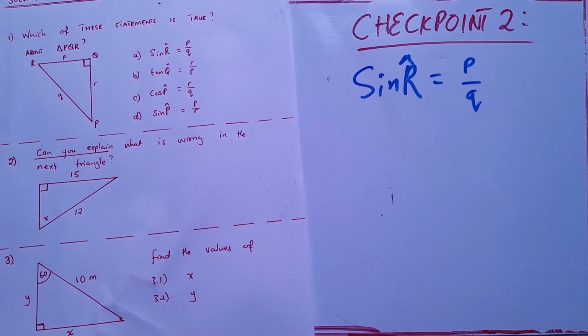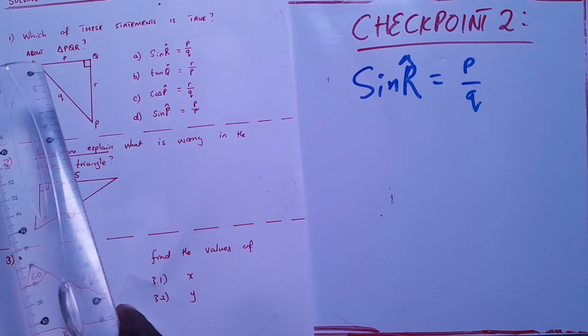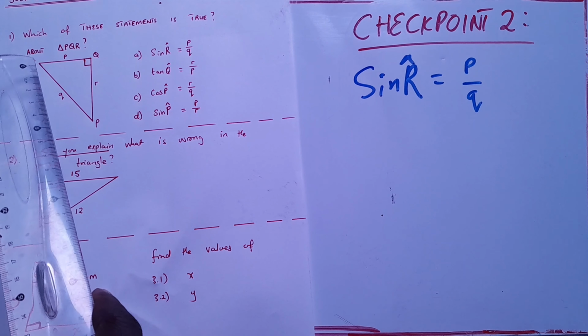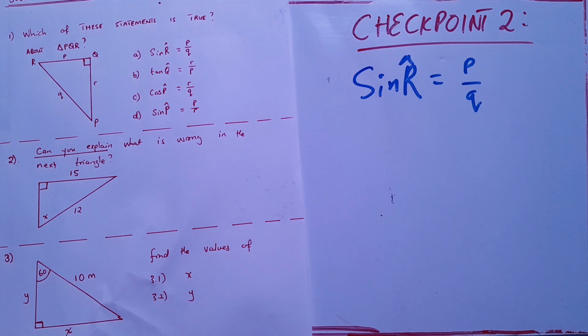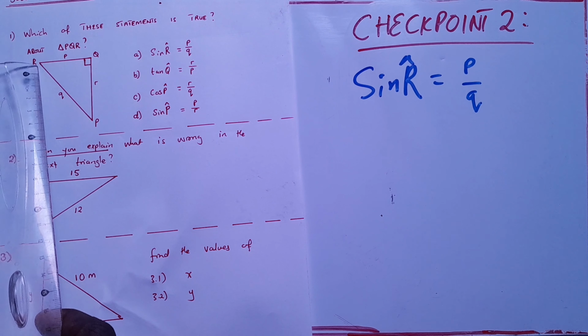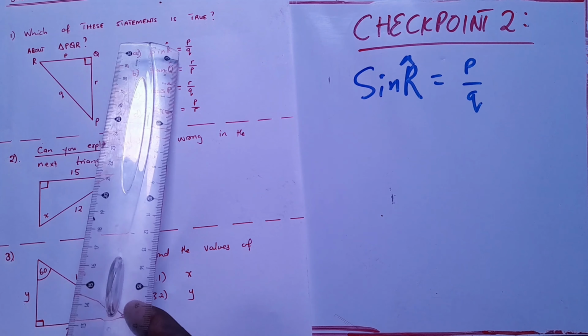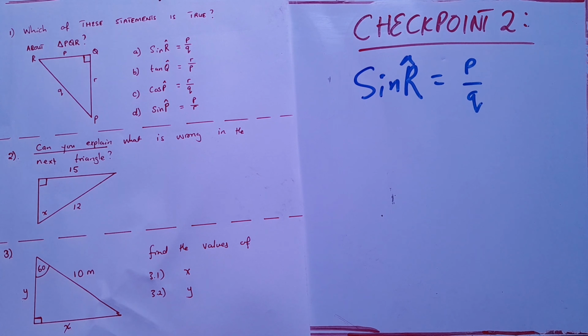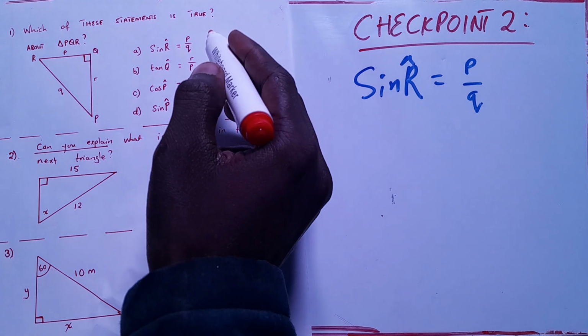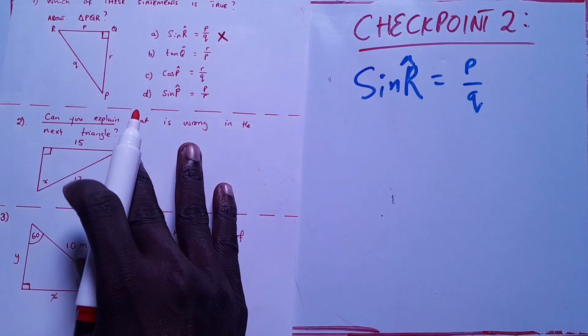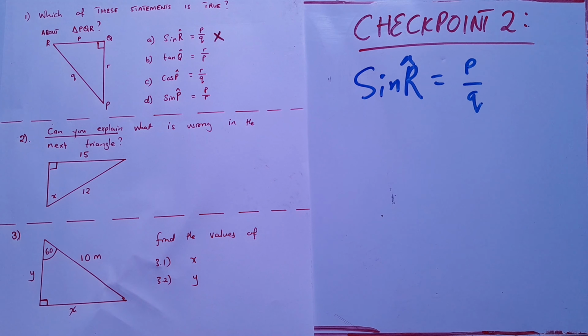Let's check. So sine of R, so which is R? This is our R, right? So sine of this is equals to P over Q. But what do you know about sine? You know that sine is equals to opposite over hypotenuse. So if you're looking at R, our opposite is R. So this statement is false, because our opposite has to be R there instead of P. So it means that this one is wrong.